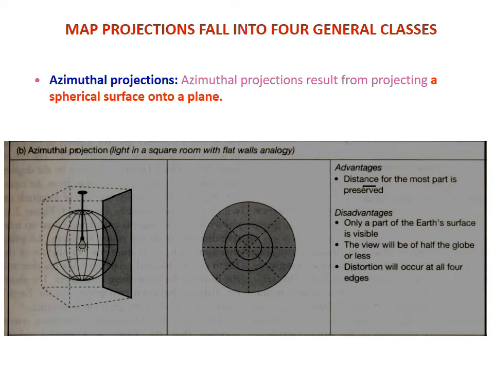earth surface is visible. That is very obvious, and the view will be half of the globe or less, and you cannot even get half of the globe, and distortion will occur at all four edges because the distances from the edges to the object are far away when you compare that with the other locations.